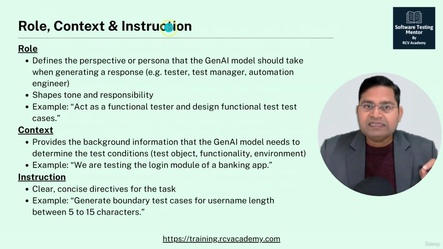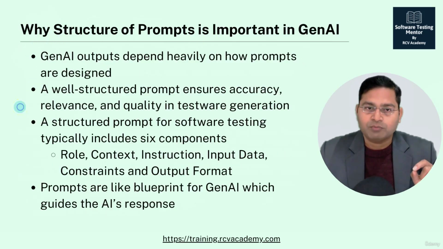So let's understand these details one by one. What exactly are the role, context and instruction? Role is the first component of a good prompt. So we have 6 components, and let's do them one by one.